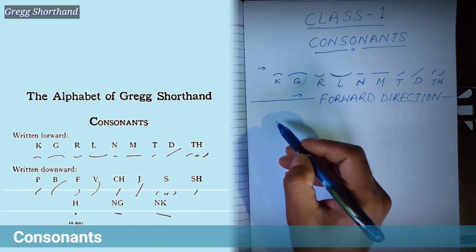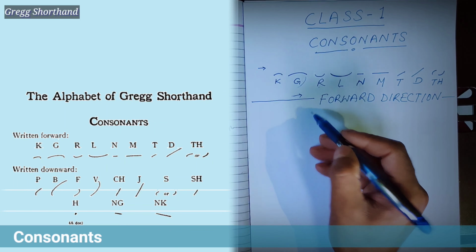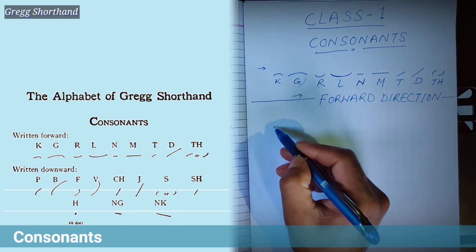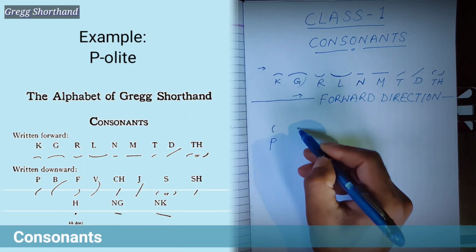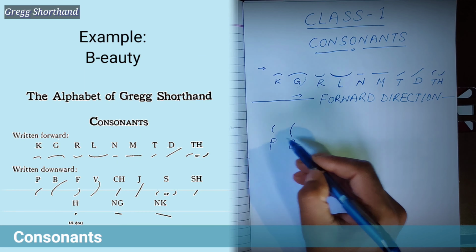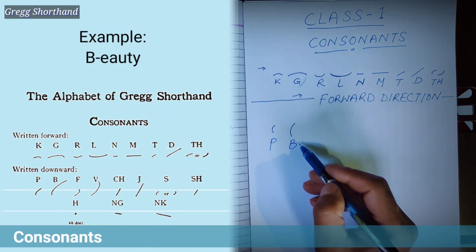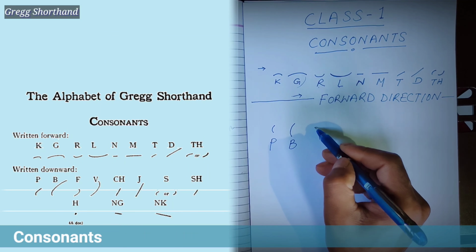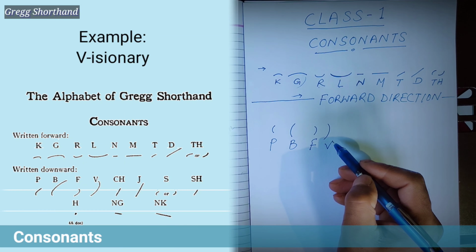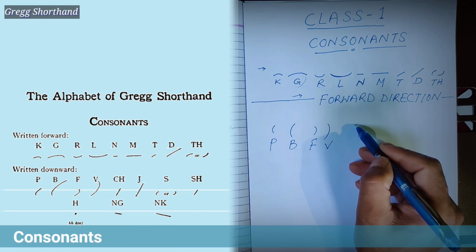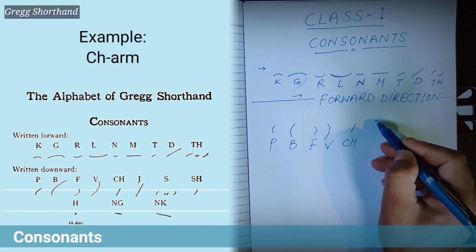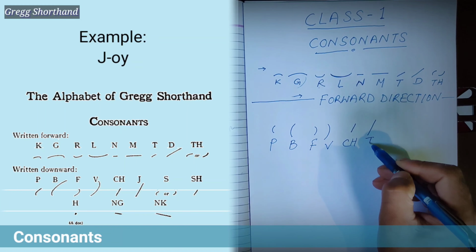Next we have the characters that are written downwards. We'll start with P. B is a little longer than P, right? If this is P, this is B. Then we have F and V. If this is F, this is V. Again we have a character, this is CH, and a little longer than CH, we have the J sound, right? J.